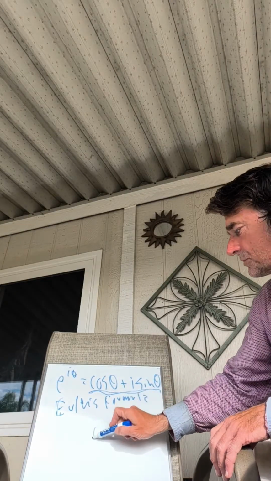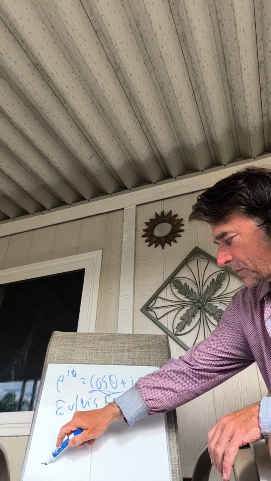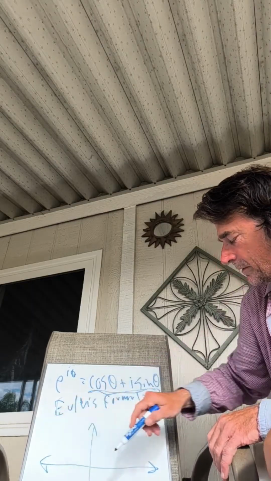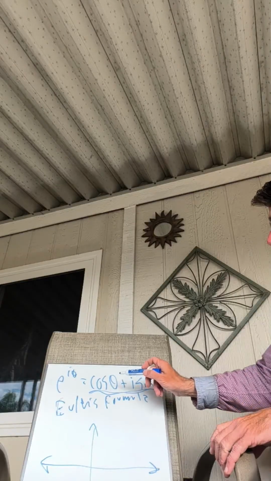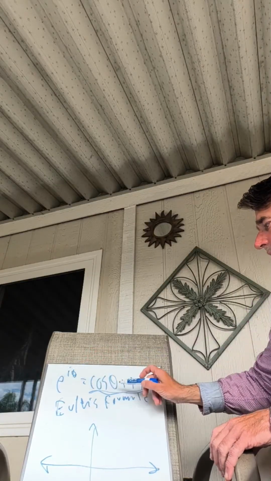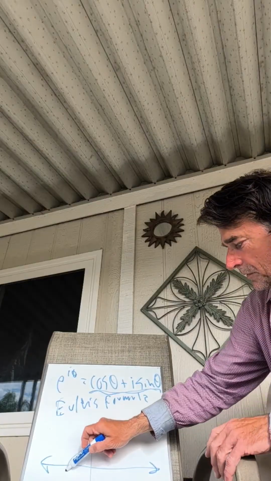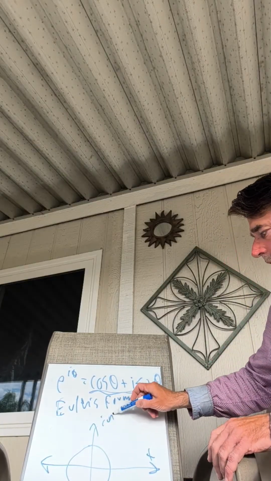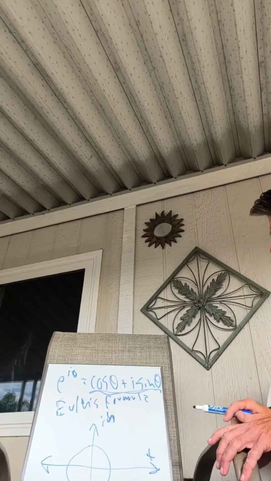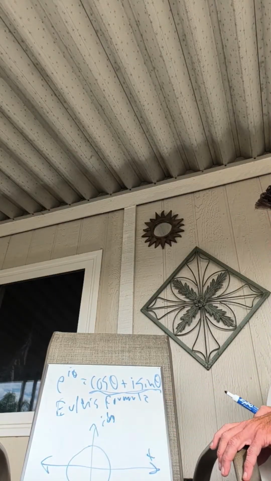But I want to do one little trick with this before I go. That couldn't be all I talk about, right? Why would I bring it up just for that? If I have cosine theta plus i sine theta, what's the radius of the circle that it makes on the complex plane? This is x. This is i y. How do I know the radius is 1?